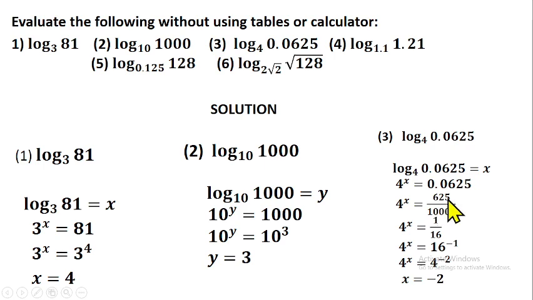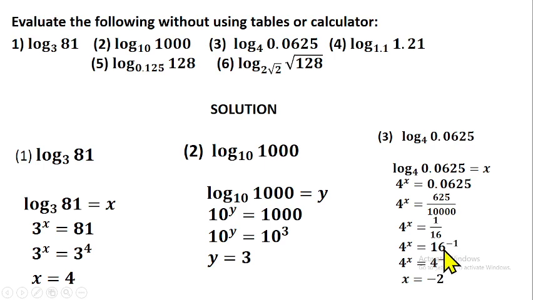Then 625 can go into 10,000. So 625 and 625 give us 1, and 625 and 10,000 give us 16. So using the idea of indices, we know what this literally means. 1 over 16 means the inverse of 16. That should give us 16 raised to the power minus 1.